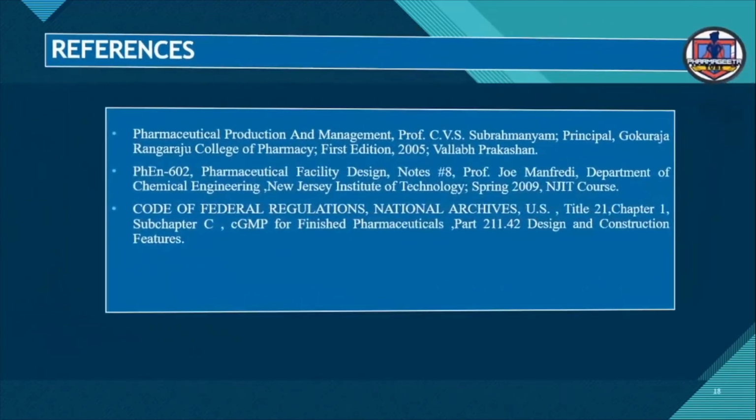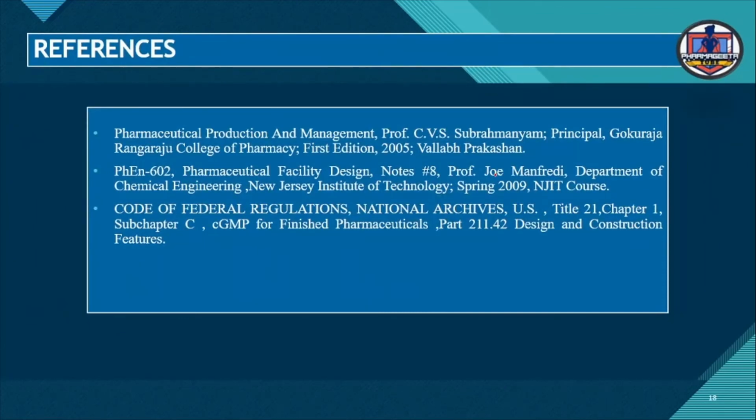These are the references I used while preparing this presentation. The most useful book you can come across is Pharmaceutical Production and Management by Dr. CVS Subramanian. And these are the notes. I have made a OneDrive folder. I will be uploading these notes, and you can find the link in the description box from where you can download this slide also. And obviously, while preparing the slide, I referred to the Code of Federal Regulations. This is a must for quality assurance.